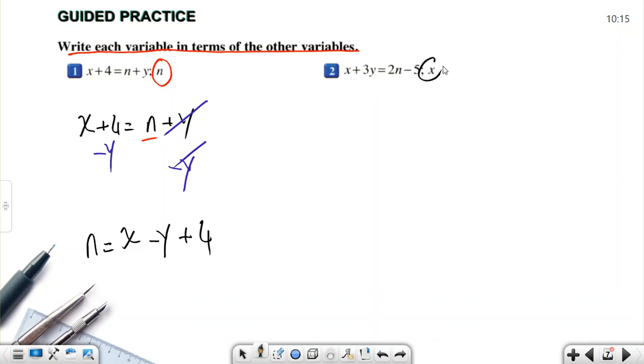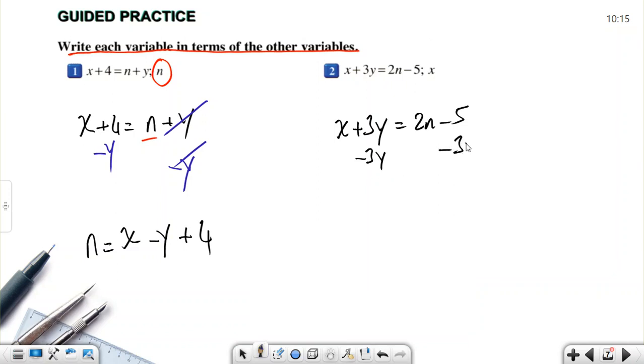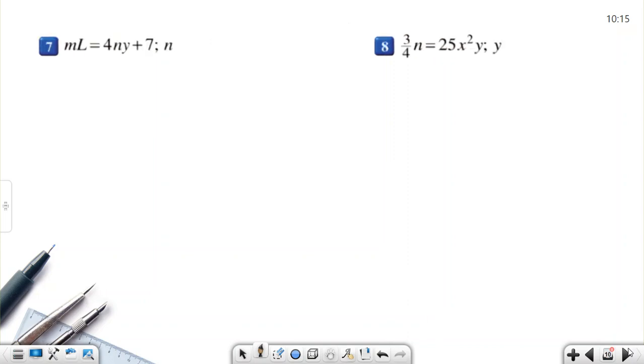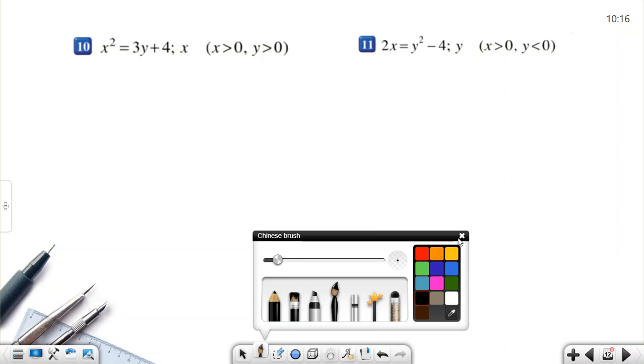Okay, this time we need to isolate the x. So x plus 3y is equal to n minus 5. Here's a good question. Why? There's a term near x, plus 3y. To make it gone, I can add minus 3y to both sides. So only x will be on the left side. So x equals n minus 3y minus 5. So that's it.